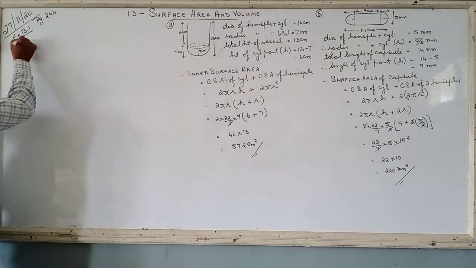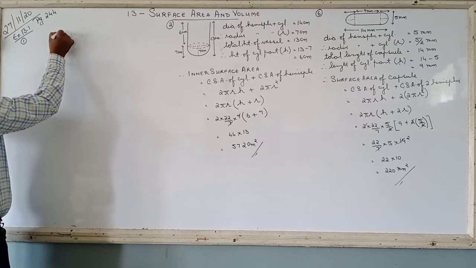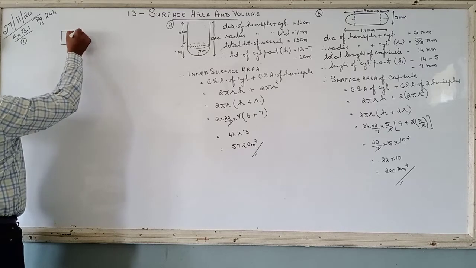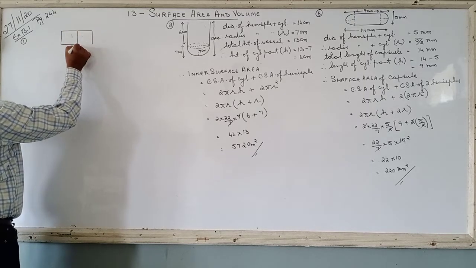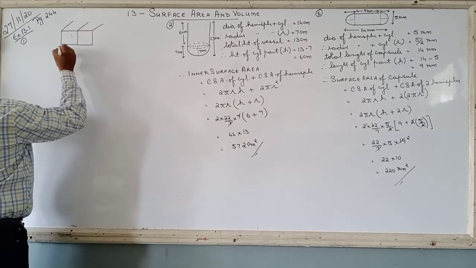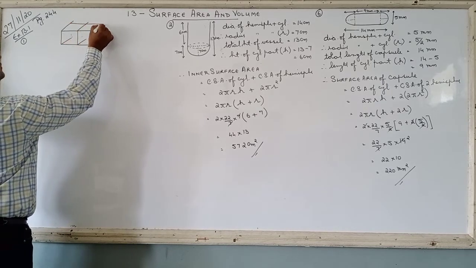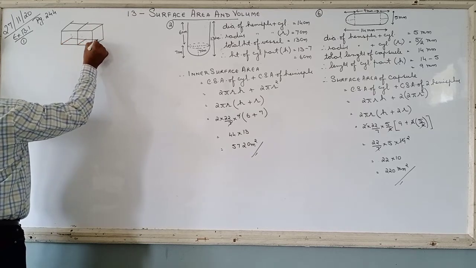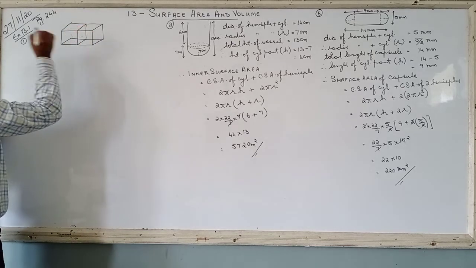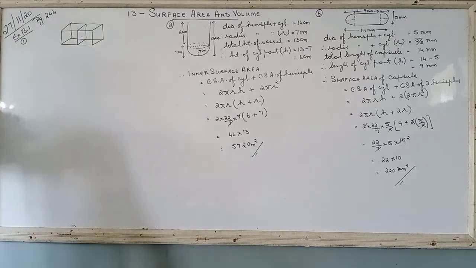So here he says two cubes are joined end to end. Supposedly, this is one cube, and this is another cube. Both are joined face to face. Can you see that? These cubes are joined. Right? Correct?